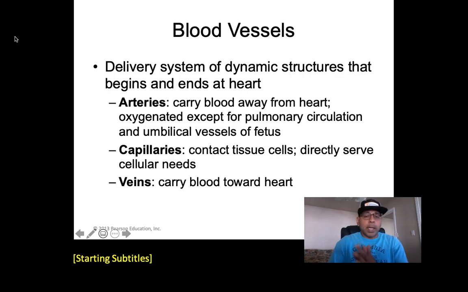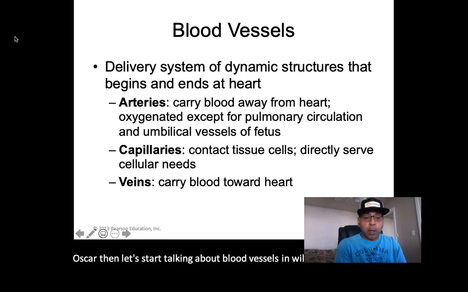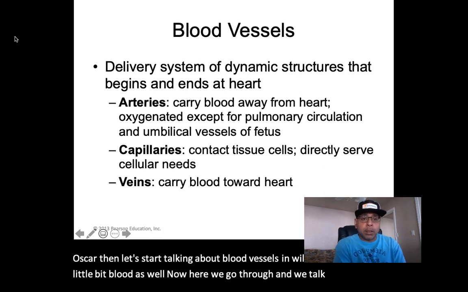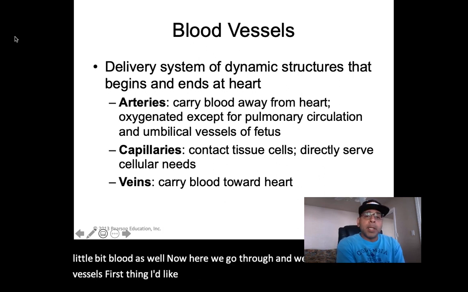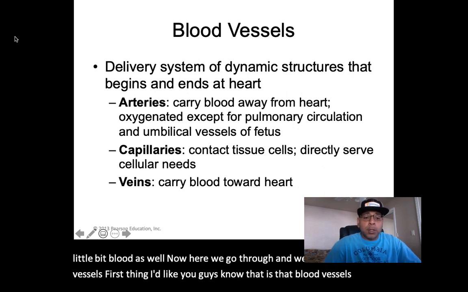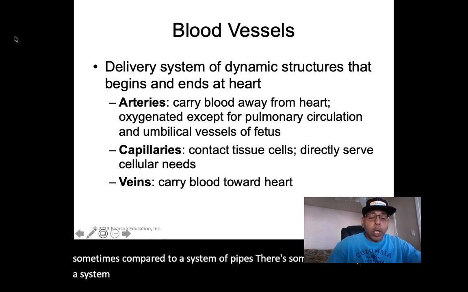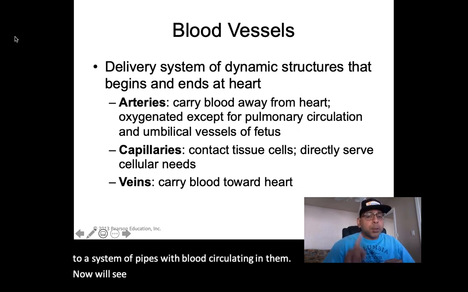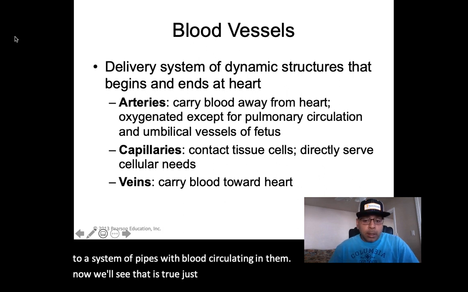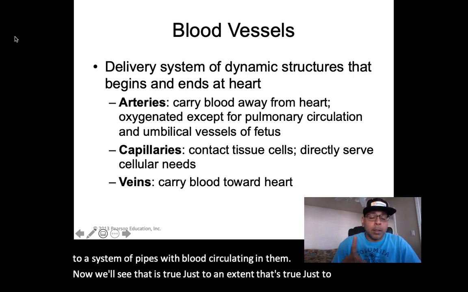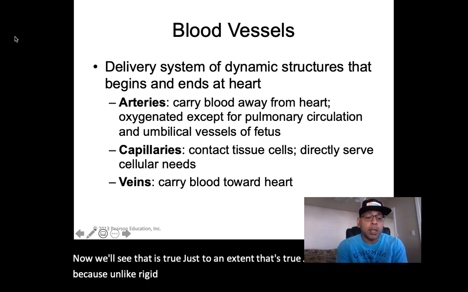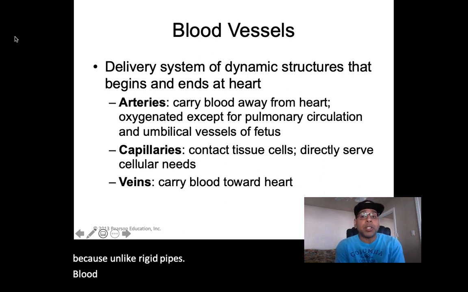So let's start with the second part of cardiovascular then. Let's start talking a little bit about blood vessels, and we'll move forward with a little bit about blood as well. Now, when we talk about blood vessels, the first thing I'd like you to know is that blood vessels are sometimes compared to a system of pipes with blood circulating in them. We'll see that is true just to an extent, because unlike rigid pipes, blood vessels are dynamic structures.